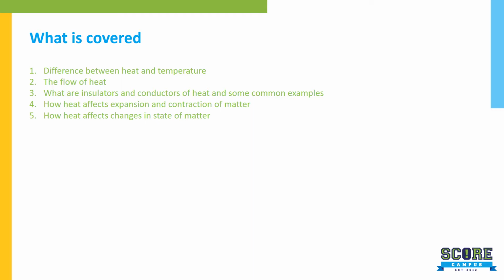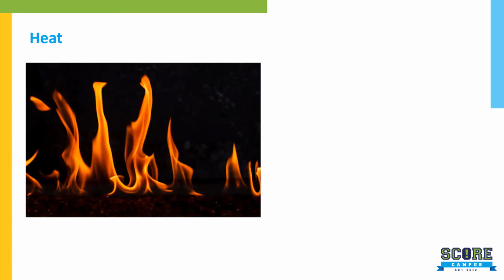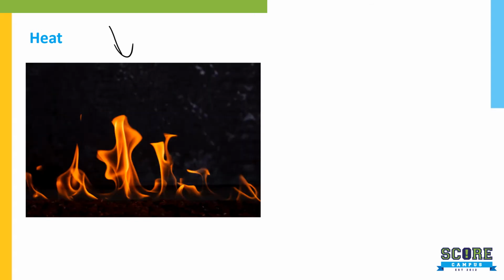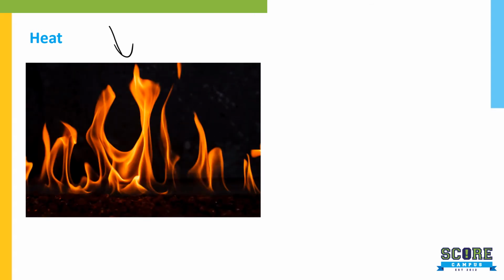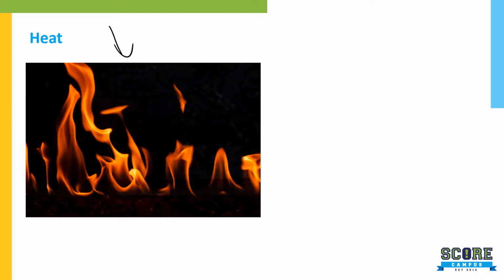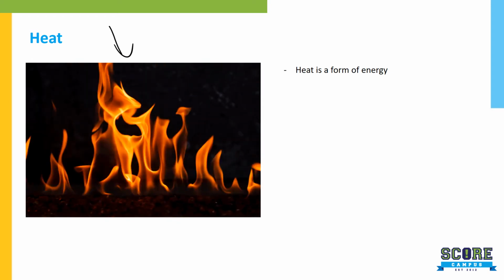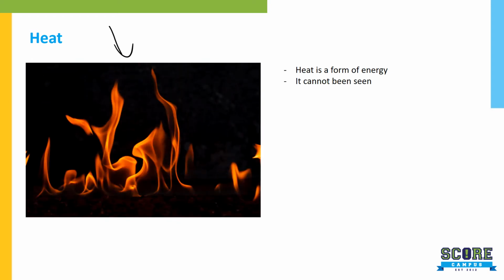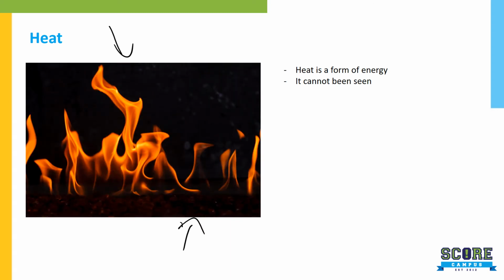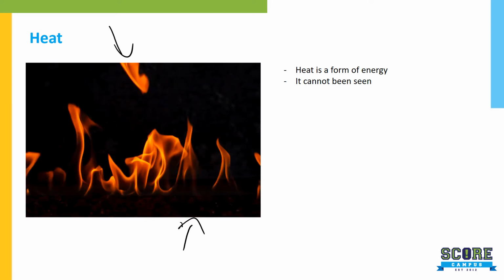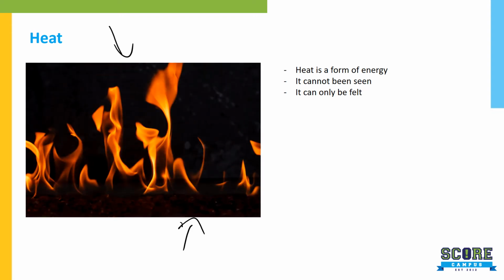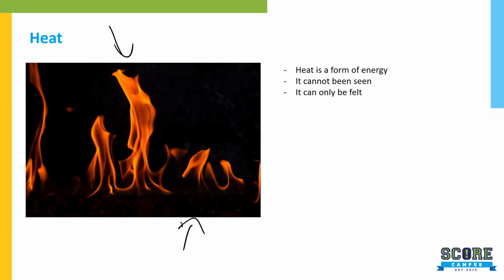So let's get started. You would have seen fire before. If you get near the fire, you will realize that it is really very hot. Now, that is because it has a lot of heat. So what is heat? Heat is a form of energy. It cannot be seen. I know what you're thinking, but I can see the fire, right? This fire over here. Yes, you can see the fire, but you cannot see the heat in the fire. Now, heat can only be felt, and that is why you feel very hot when you get near the fire.